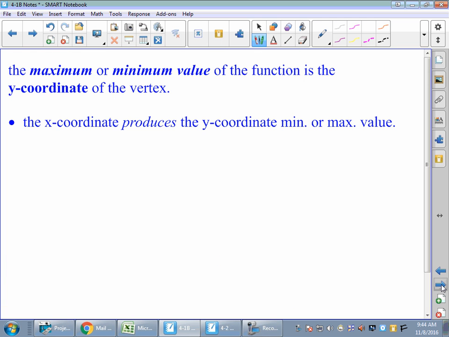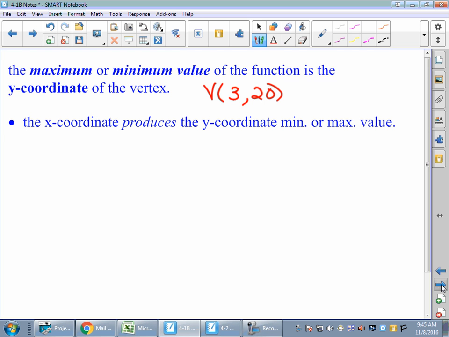From that sign, we can determine whether it's going to be a maximum or minimum. We don't actually have to graph these, but we can say in theory what it would look like, and so whether it would be a maximum or a minimum. The maximum or minimum value is the y-coordinate of the vertex. After you find the vertex, the x-coordinate tells you how much it went over to the left or to the right. The y-coordinate produces the min or the max value.